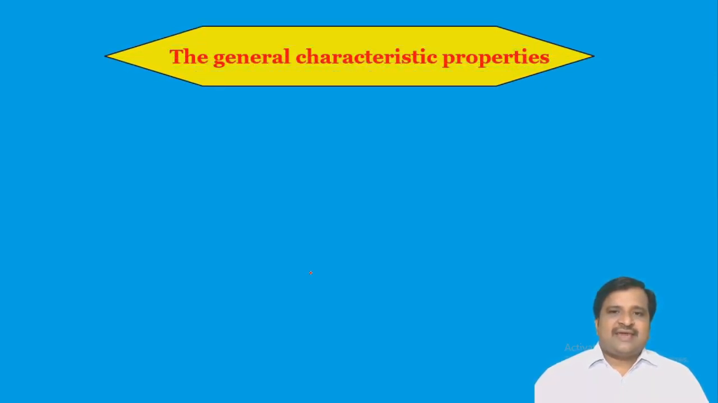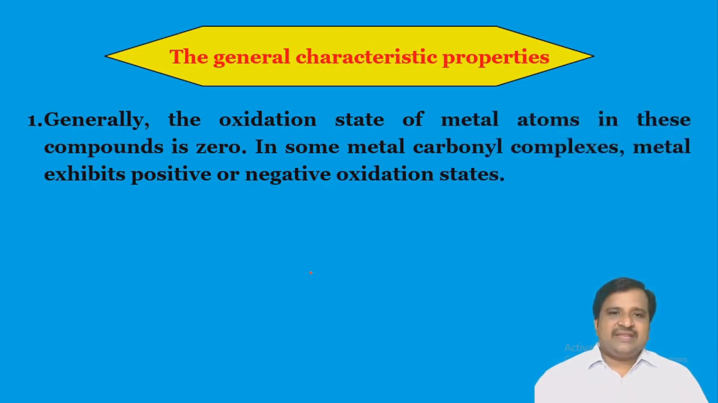The general characteristic properties of metal carbonyls. The oxidation state of the metal in metal carbonyls is 0. Actually, the CO ligand is a neutral ligand. That's why the metal exhibits 0 oxidation state in metal carbonyls. But in some metal carbonyl complexes, the metal exhibits positive or negative oxidation states also.